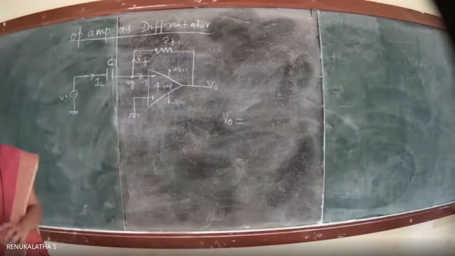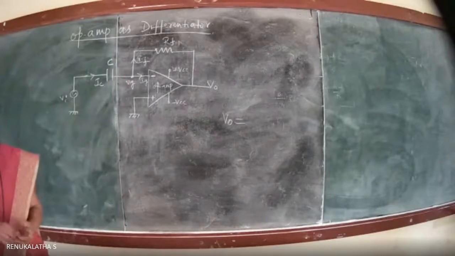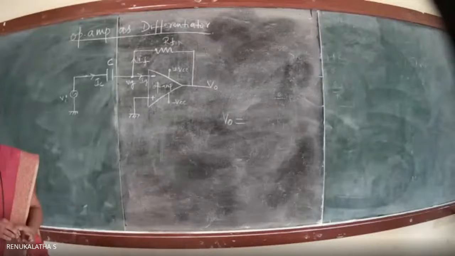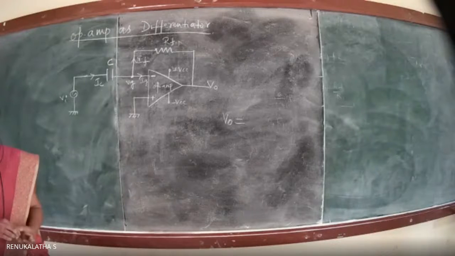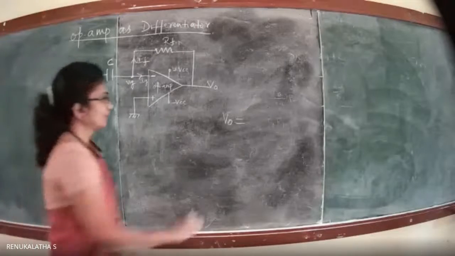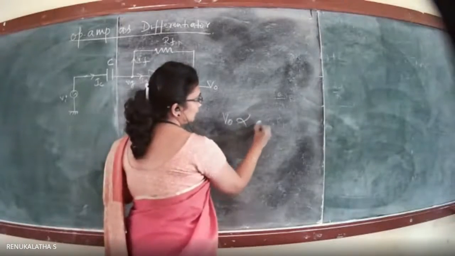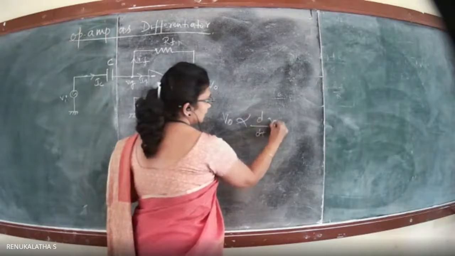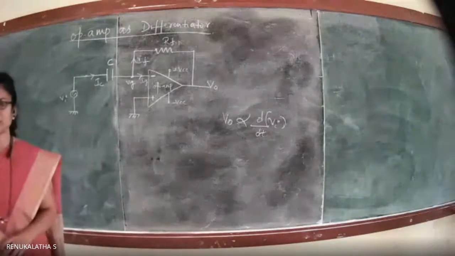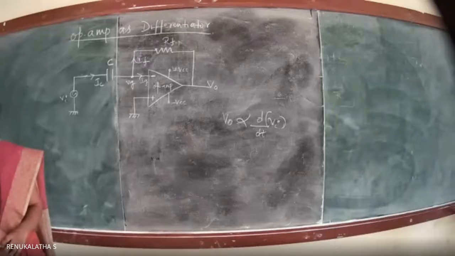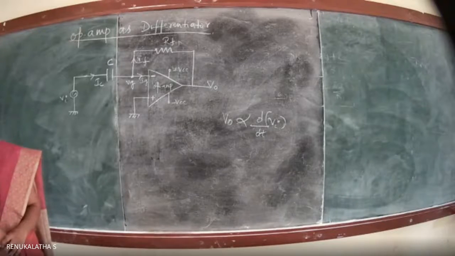What should be the relationship between the output and the input if it is working as a differentiator? V naught should be proportional to d by dt of Vi. Correct? That is what we are expecting here. That means output should be differential of the input signal that we are applying here.